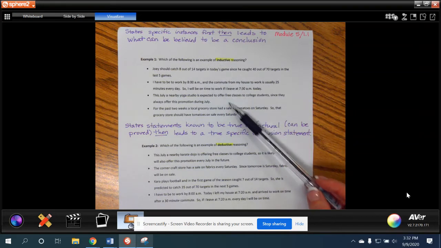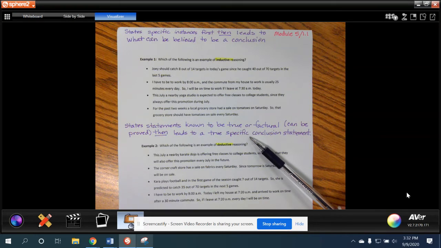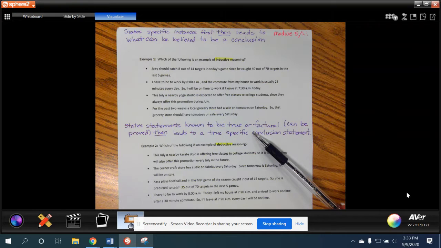And then for deductive, it will state statements known to be true or factual, so that they're basically items that can be proved. Then it will lead to a true specific conclusion statement. So again, the order matters between inductive and deductive reasoning. So let's break down these different four situations. Which of the following is an example of inductive reasoning?